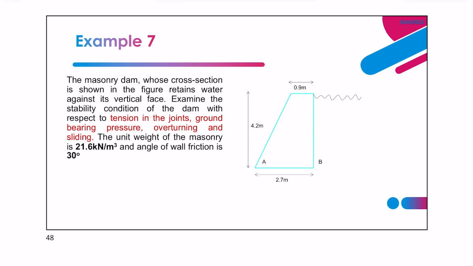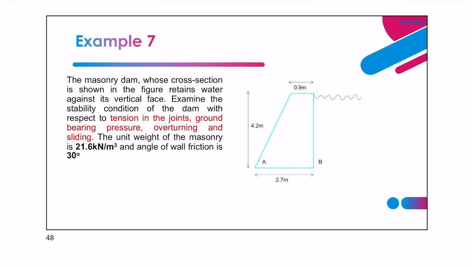Let's continue with example number 7 for the gravity retaining wall design. The masonry dam whose cross-section is shown in the figure retains water against its vertical face. Examine the stability condition of the dam with respect to tension in the joints, ground bearing pressure, overturning and sliding.